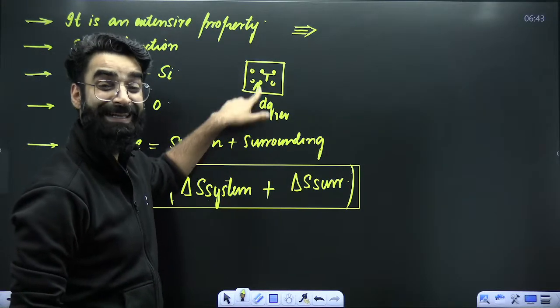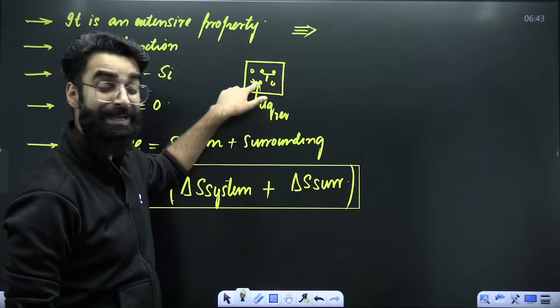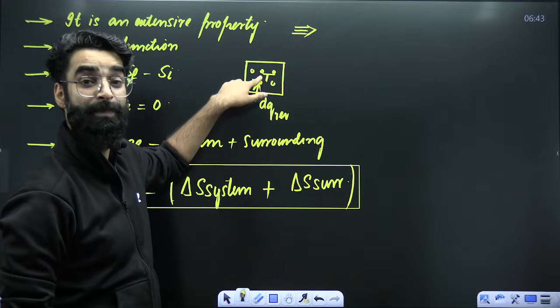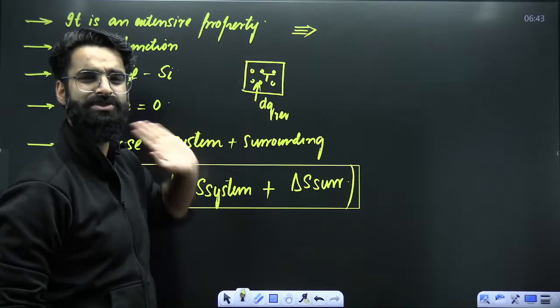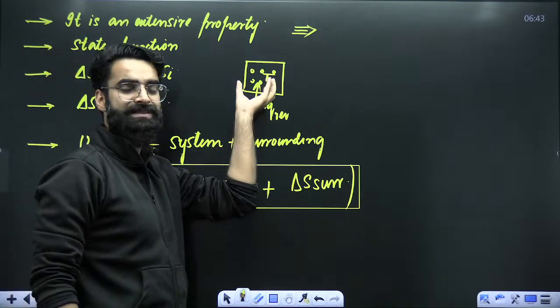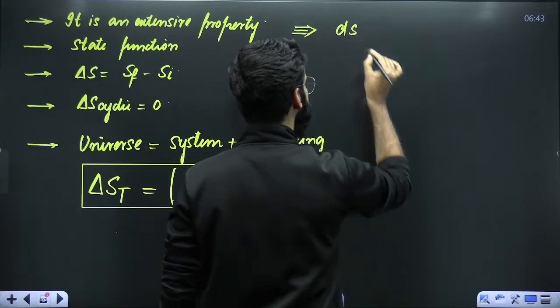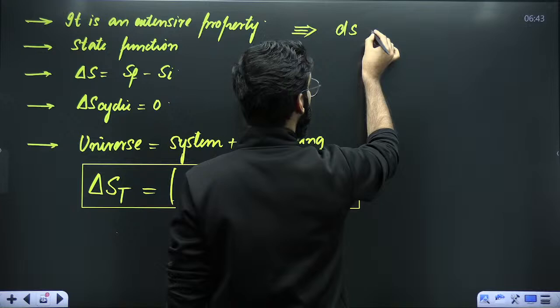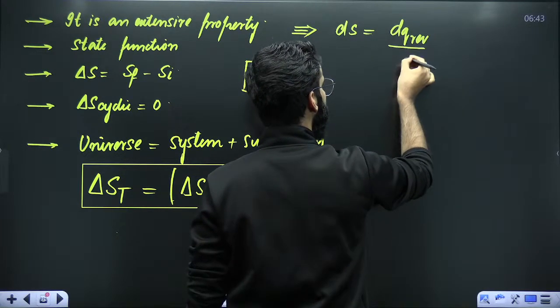But do remember, whatever heat I'm supplying to the gas, it does not change the temperature of the gas. It is just used, for example, to change the randomness of the system, to change the disorderness of the system. So if I'm supplying heat to the system, there will be entropy change of the system. And that entropy change is represented by dS. And as per mathematical definition, it is always equal to dq reversible divided by T.